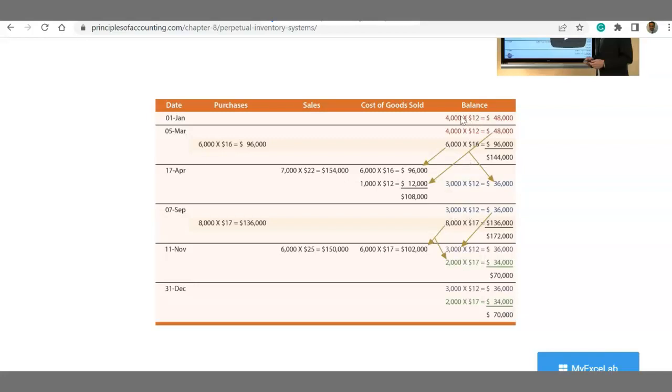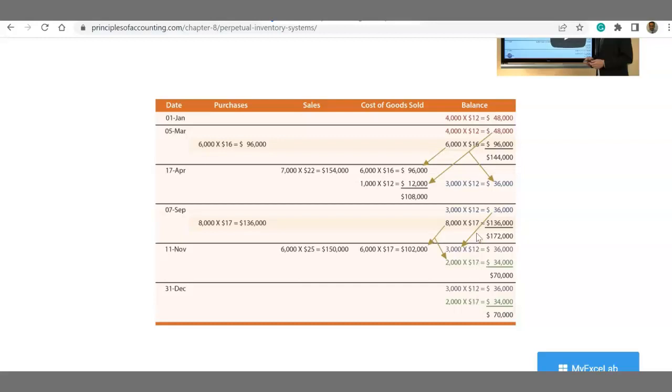So the LIFO layer of year one, that's what's going to stay. That's not going to move. So now here, you see that this is left. So this is LIFO, last in, first out.